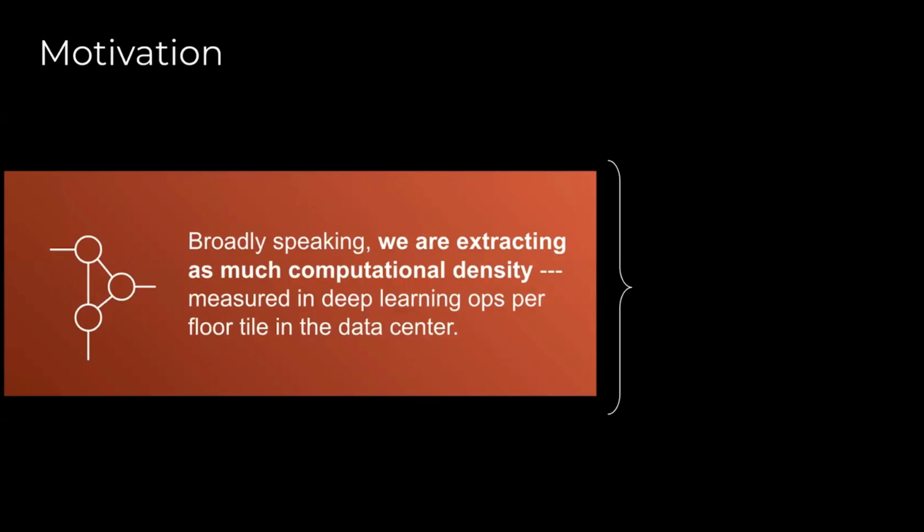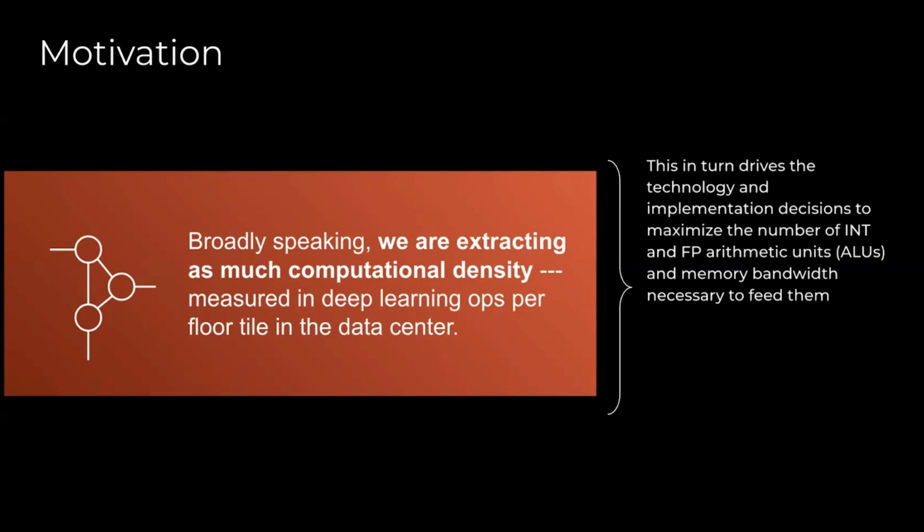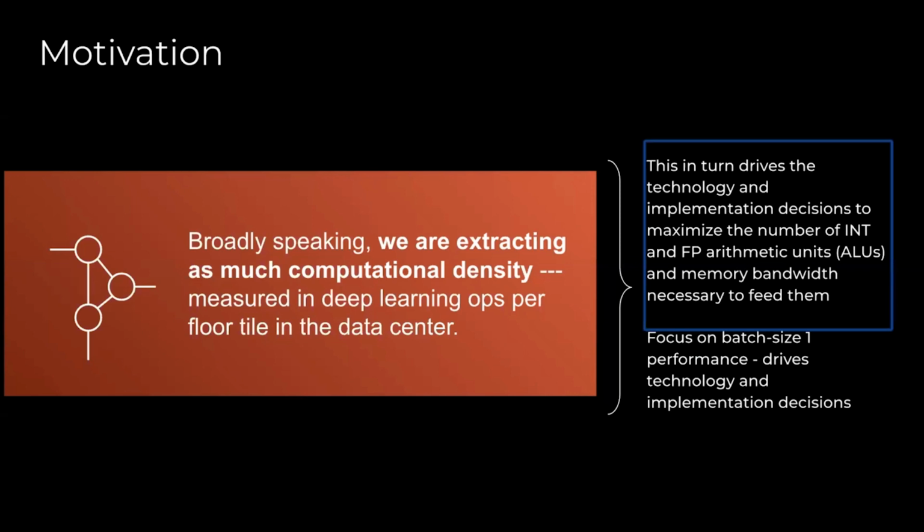And what we did is we took a different approach. Broadly speaking, the approach we're trying to take is to extract as much computational density, measured in the number of deep learning ops per floor tile in the data center. And this in turn really drives the technology decisions that we made along the way in terms of the number of floating point and integer units that we can plop down. As I'll discuss, it's fairly inexpensive to drop down some floating point units or integer ALUs. It's difficult to keep them fed at full bandwidth. And so part of the trade-offs here is that we were hyper-focused on batch size 1, and that drives a lot of the implementation goals around memory bandwidth and some of the implementation decisions as well.